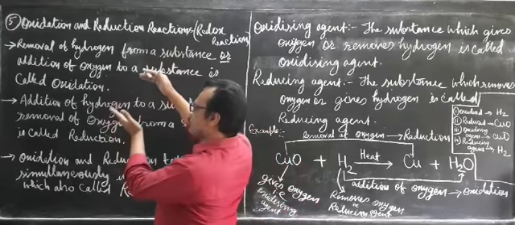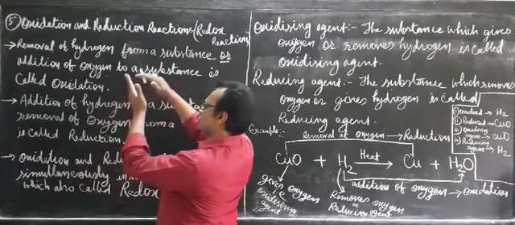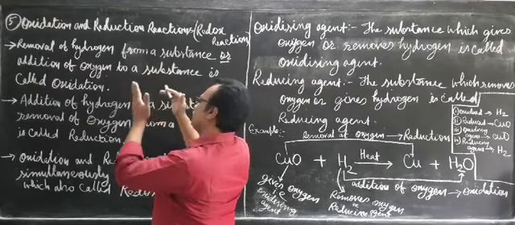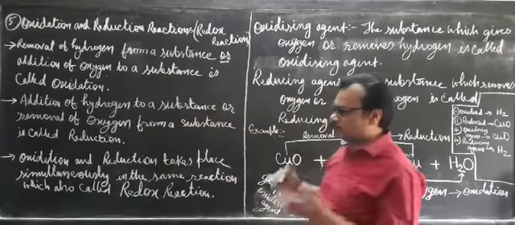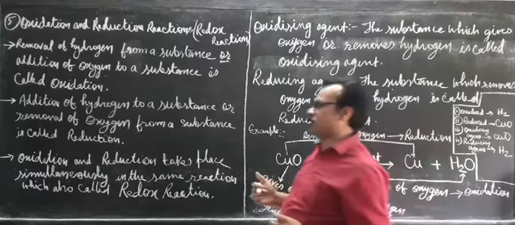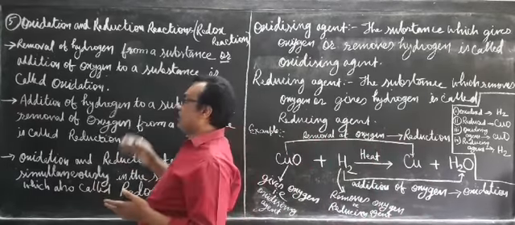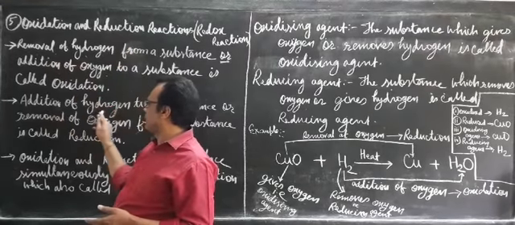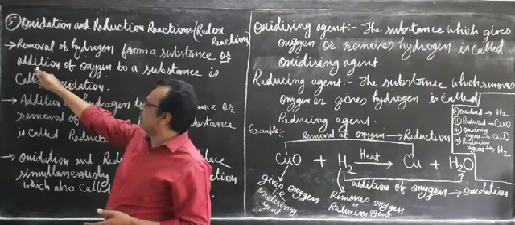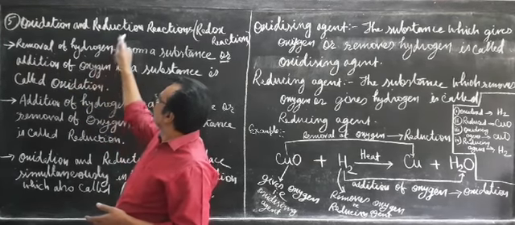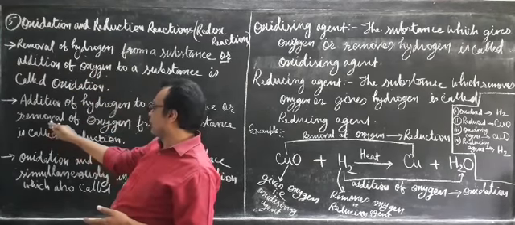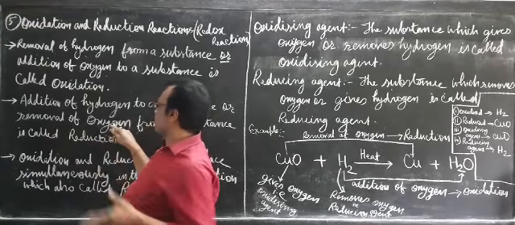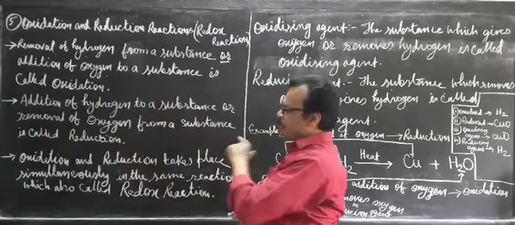Reduction reaction is just the opposite of oxidation. You have understood oxidation, so you will immediately understand reduction. What is reduction? Reduction is just the opposite of oxidation. In oxidation, what is happening? Removal of hydrogen. So in reduction, there will be addition of hydrogen. In oxidation, there is addition of oxygen, so in reduction, it must be removal of oxygen. Just the opposite of oxidation takes place in reduction.